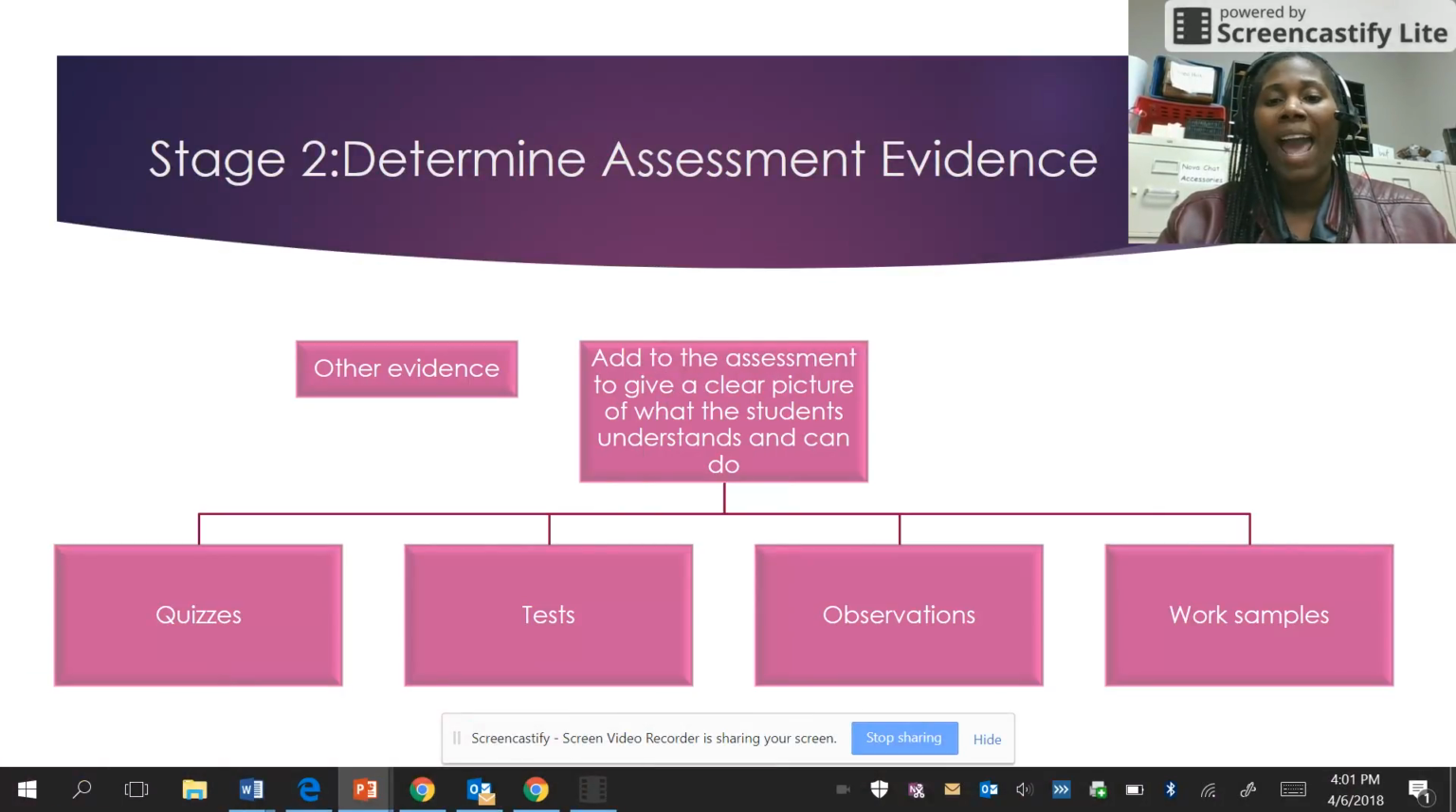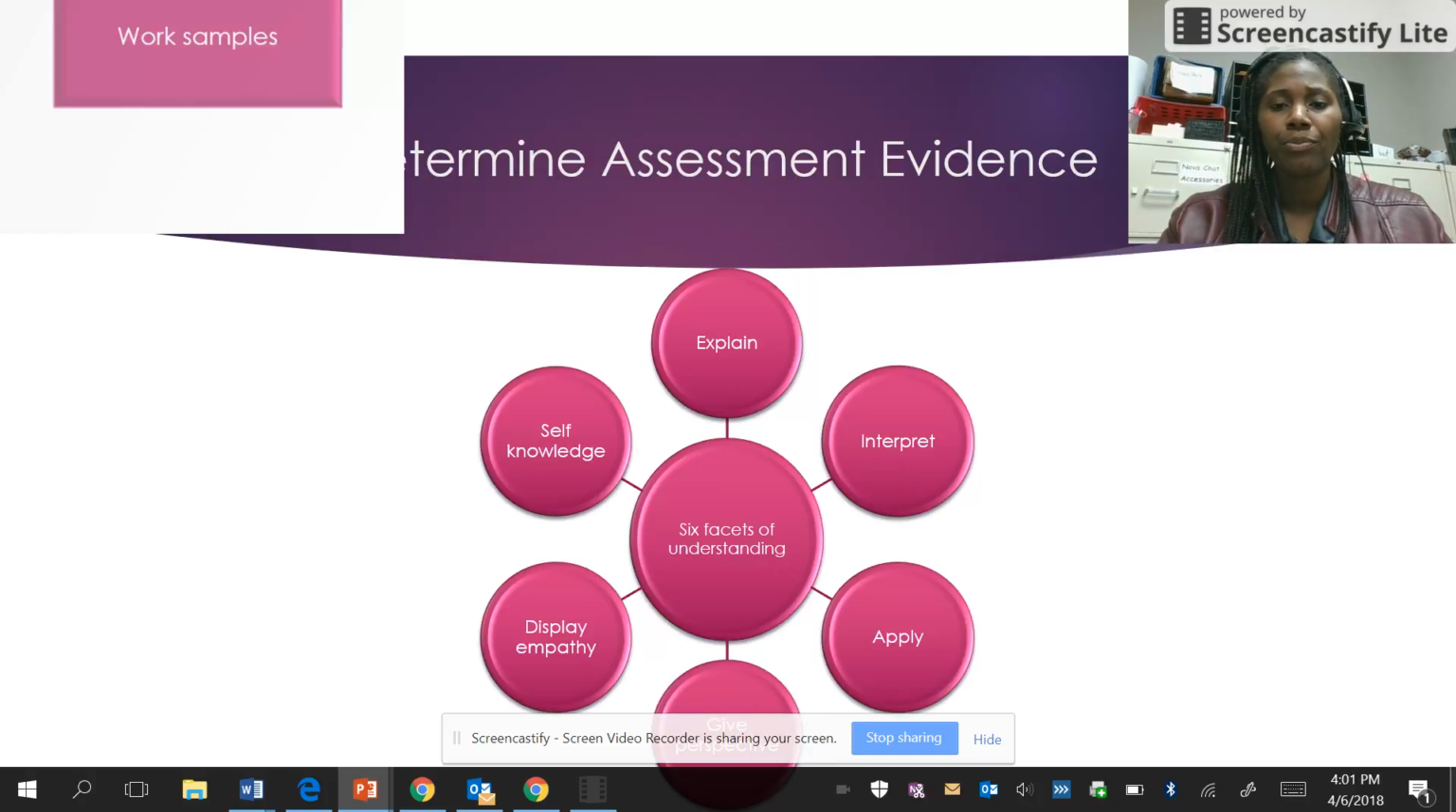Other evidence would add to that assessment to give us a clearer picture of what the students truly know and understand. That would be the quizzes and the tests, our observations, and work samples, if we have small mini groups and guided groups. All those things will give us a clearer picture.